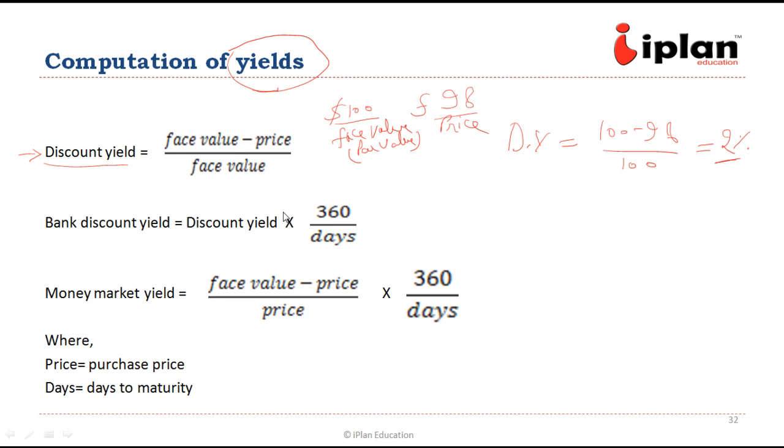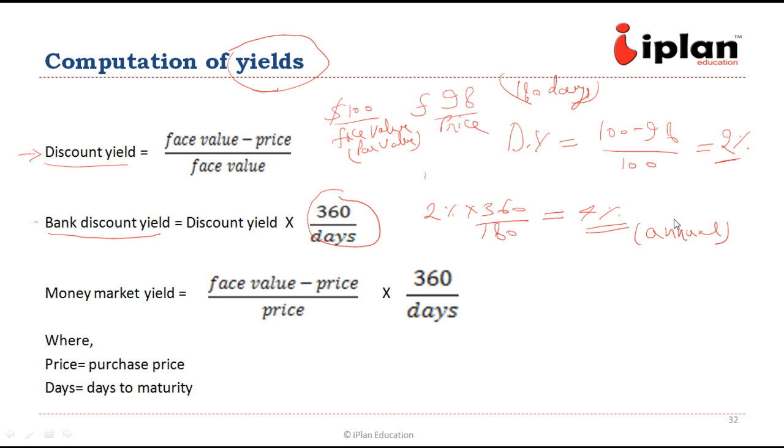If we want to convert this into bank discount yield, which is annual, we need to multiply it with 360 by days. For example, in the previous case, this security was of 180 days. So we will have this 2% into 360 divided by 180, which is equal to 4%. So this is bank discount yield, which is annual, while in the previous case, discount yield is for the remaining time.